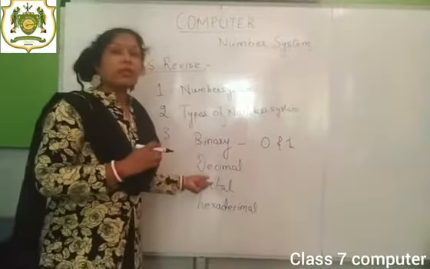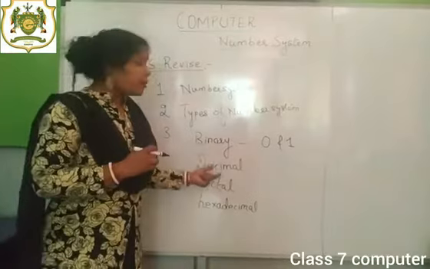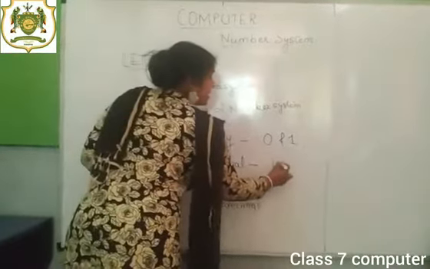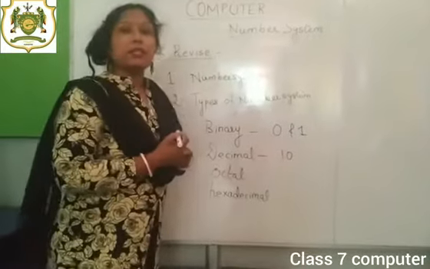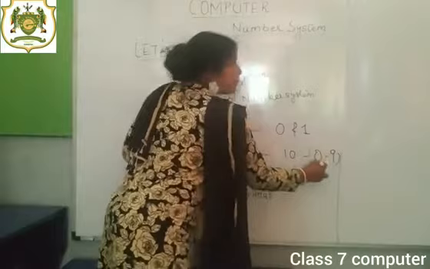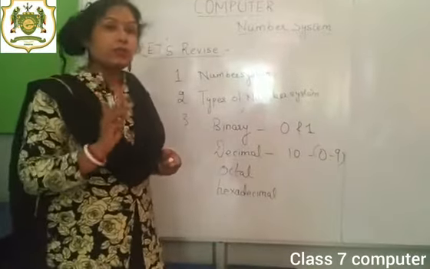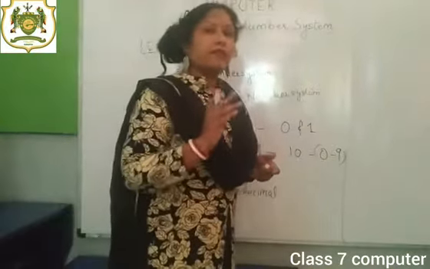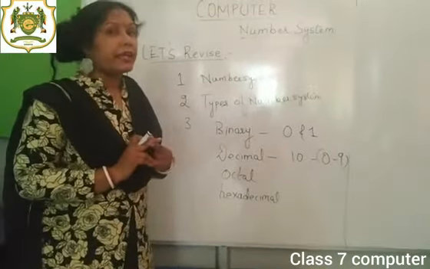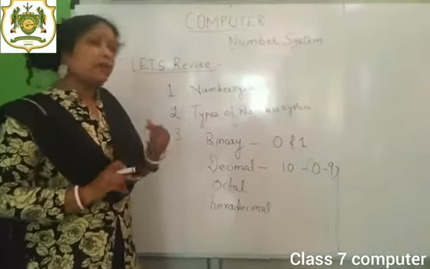Then we come on to the decimal number system. If you remember, decimal number system consists of 10 digits. 10 digits means the digits from 0 to 9. That means 0, 1, 2, 3, 4, 5, 6, 7, 8, 9. So similarly, we have 10 digits in decimal number system.